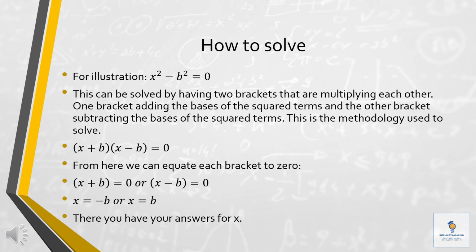For illustration, let's use x squared minus b squared equals 0 to show how the method is applied. This can be solved by having two brackets that are multiplying each other on the left-hand side. One bracket adding the bases of the squared terms, and the other bracket subtracting the bases of the squared terms. From there, we can then equate each bracket to 0 and solve for x values by transposing the b constants to the right-hand side.